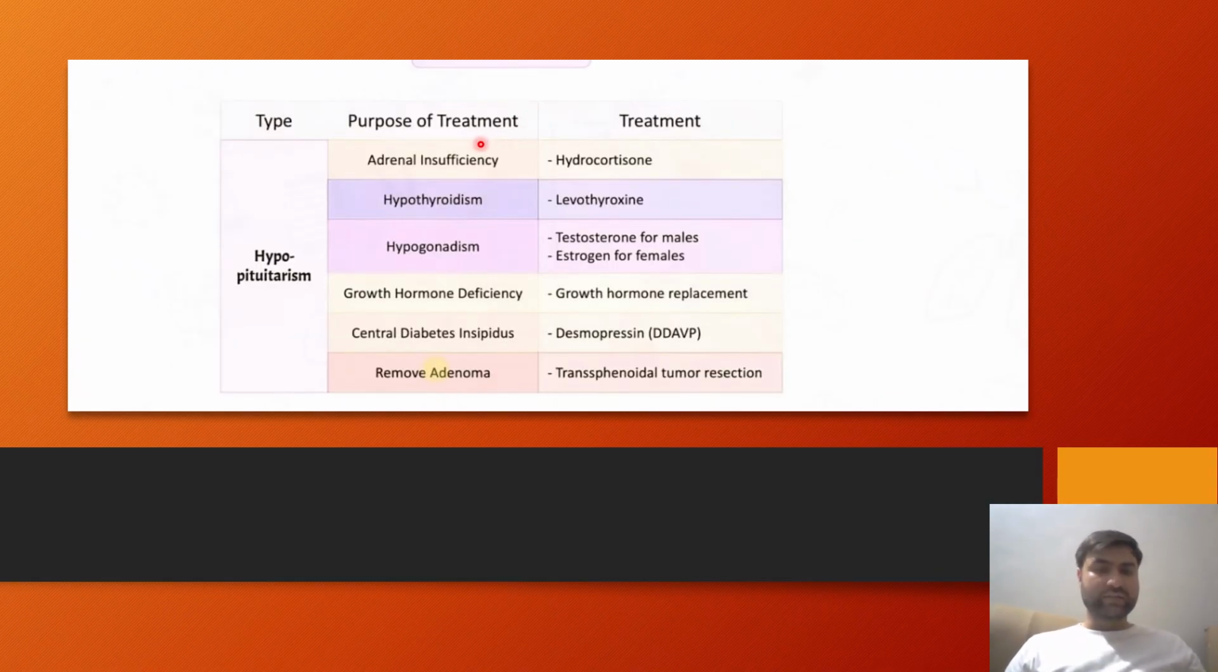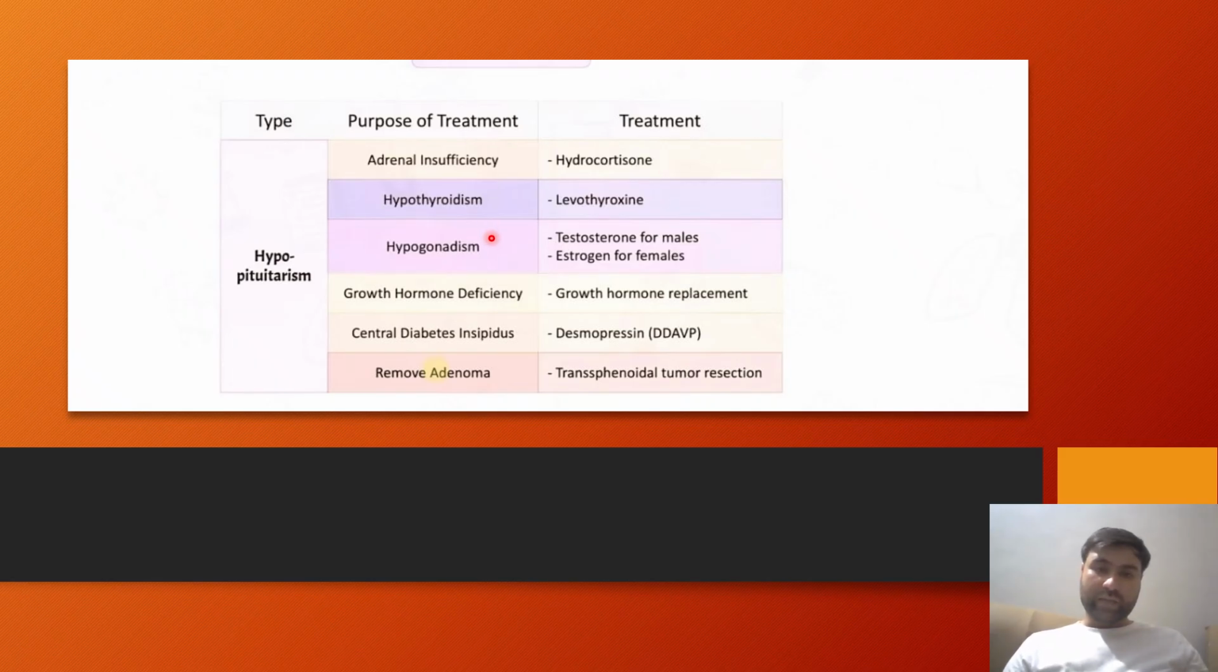If the patient has adrenal insufficiency, give hydrocortisone. If hypothyroidism, give levothyroxine. But you should remember that if the patient has both adrenal insufficiency and hypothyroidism, you should replace hydrocortisone first. Otherwise, the patient can go into adrenal crisis if you give levothyroxine initially and then hydrocortisone.